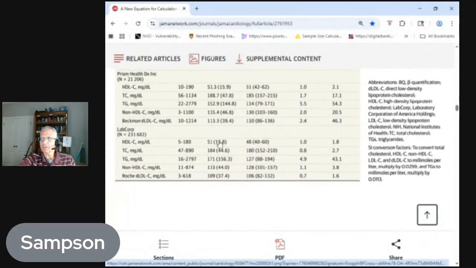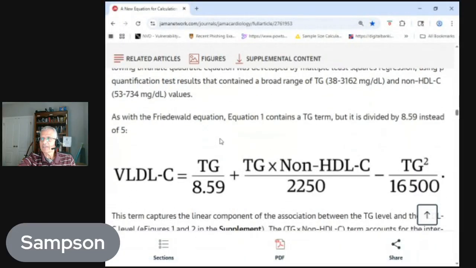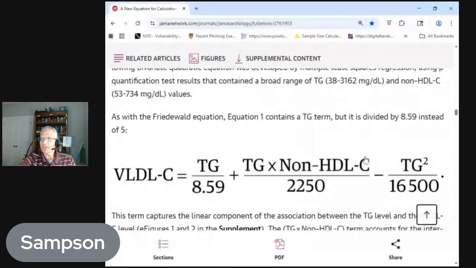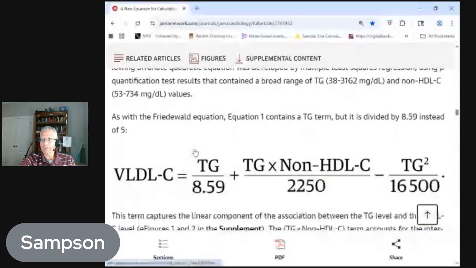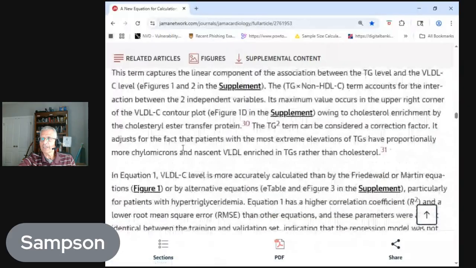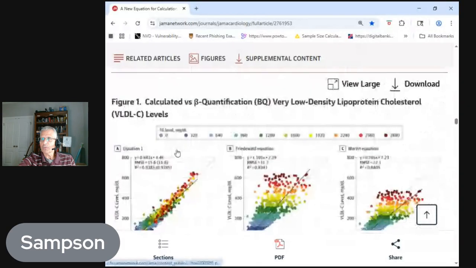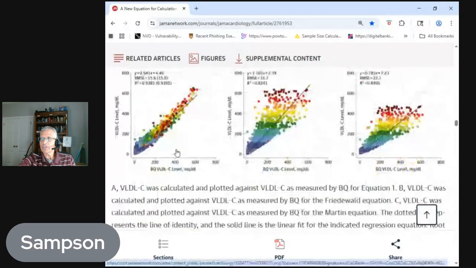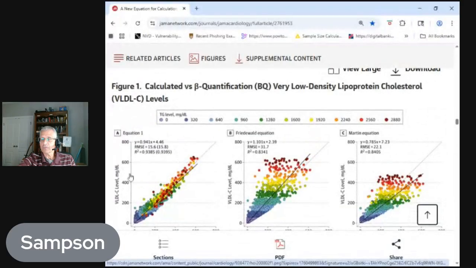These are the results, which is fine. But then this is it. Equation 1 was this one right here. That's how you come up with the VLDL. So this is what this one is. We didn't do that one. What we did was equation number 2, and then they show this, which is really interesting.